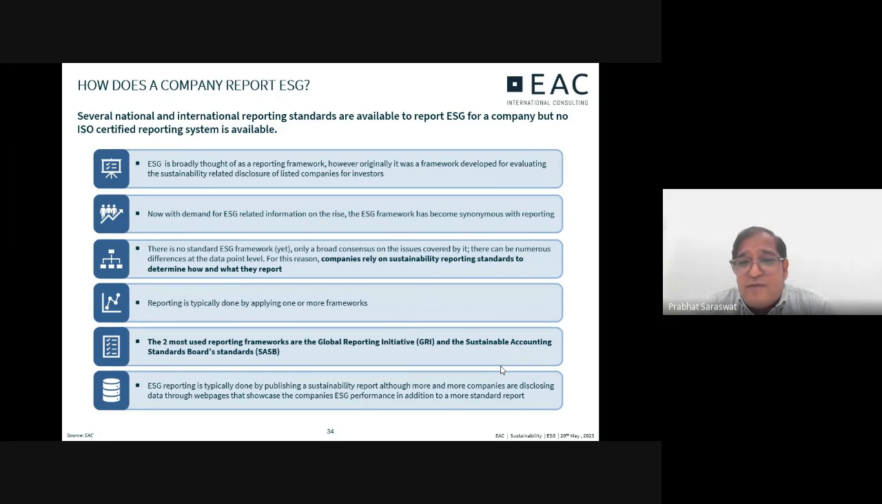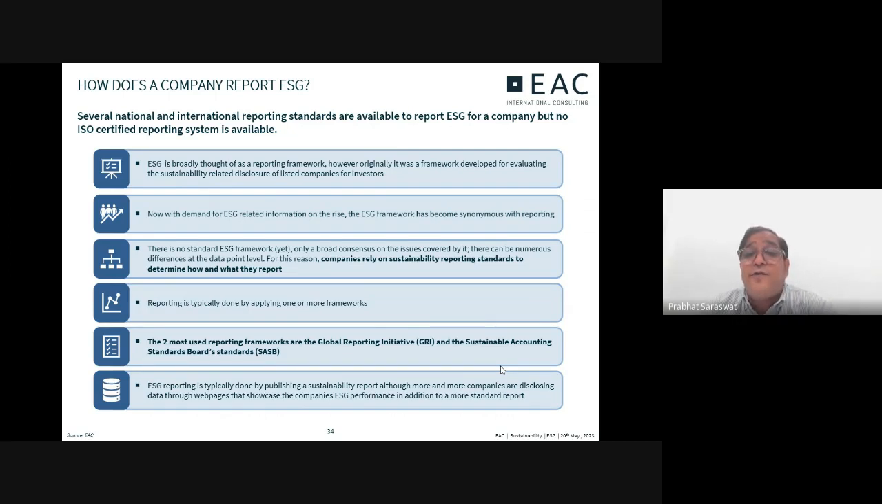Many NGOs and non-profit organizations are preparing their guidelines and principles, and depending on suitability, companies are following those standards depending on the market demand or investors' requirements. But as of now, no standard or ISO certified rating reporting system is available. So, ESG is broadly thought of as a reporting framework.